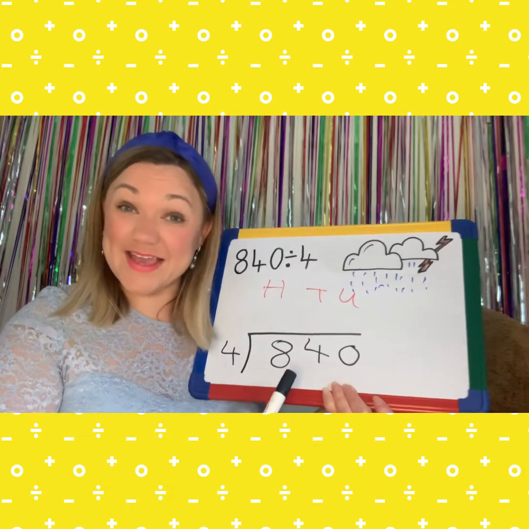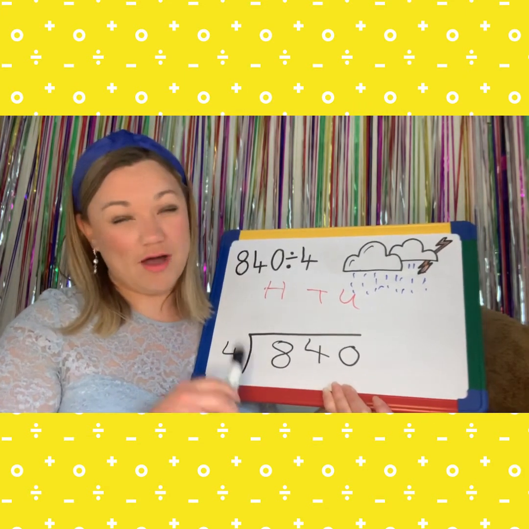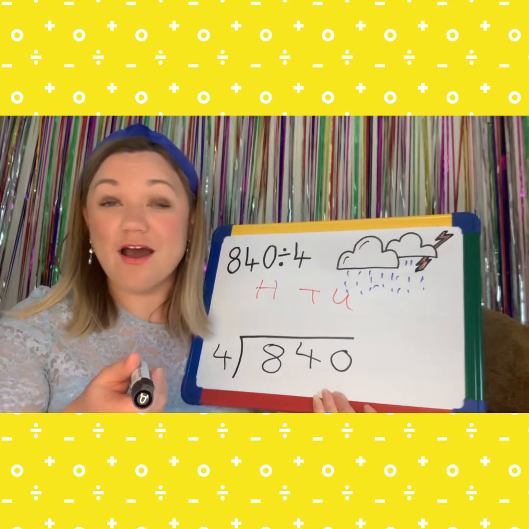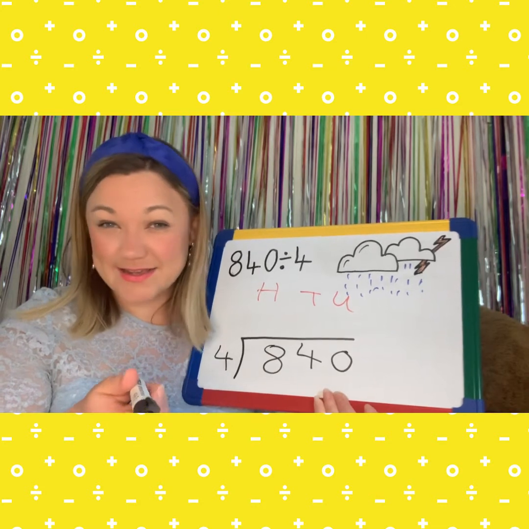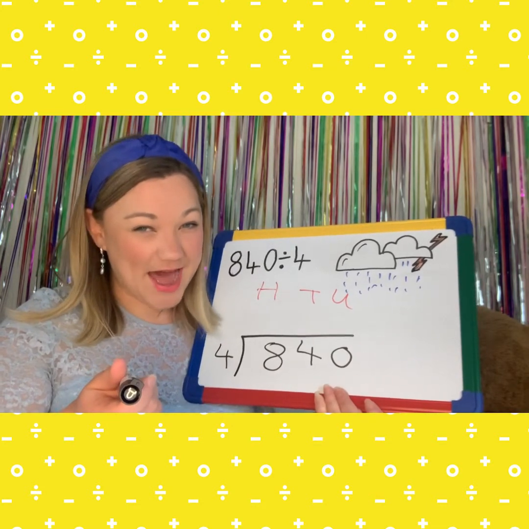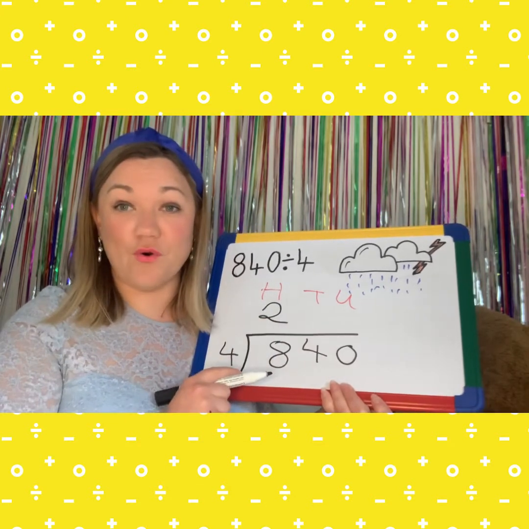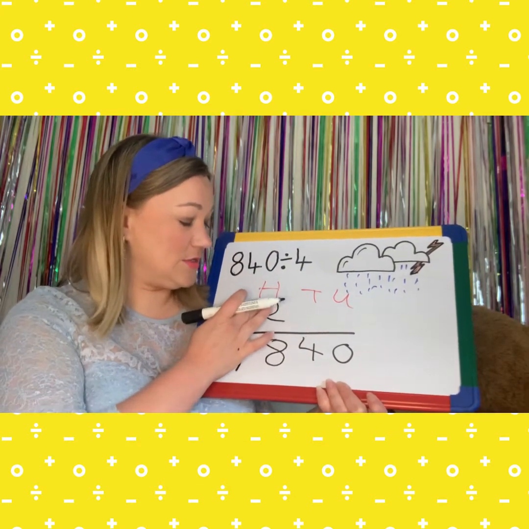Or what is 8 divided by 4? Have a little think about your 4 times table. How many 4s are there in 8? Thinking caps on, the answer is 2. 2 times 4 is 8. And I've done a really swirly number 2 again.